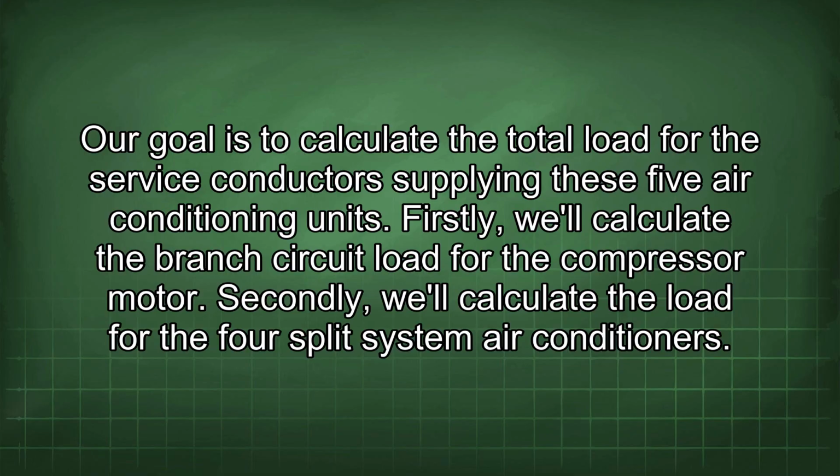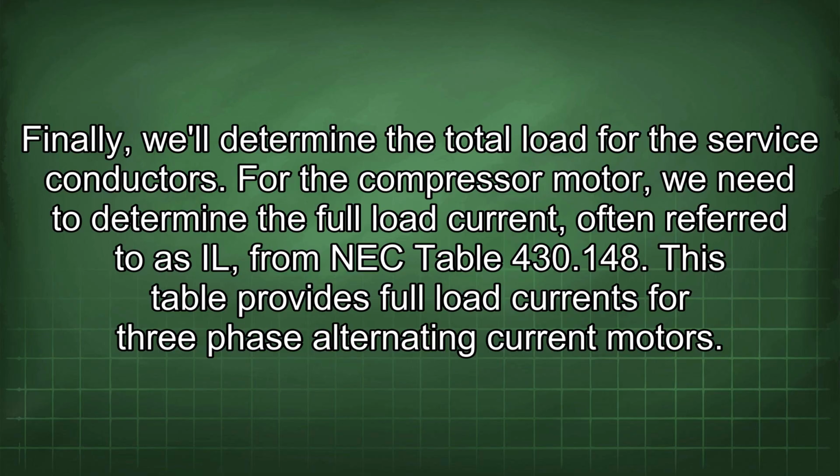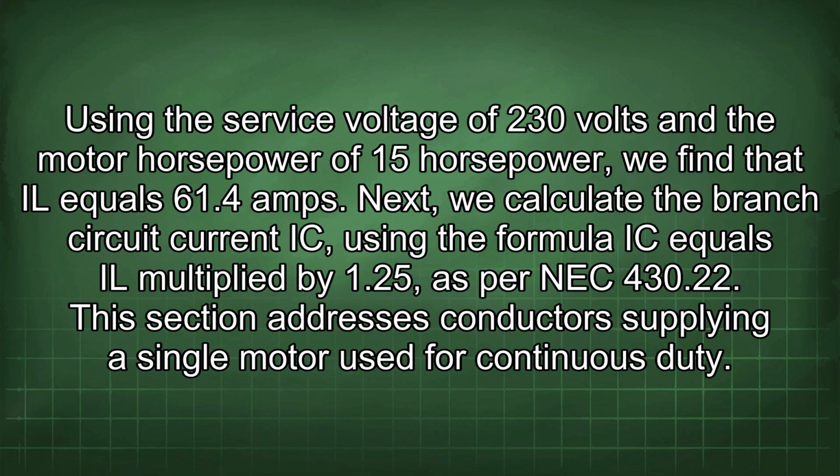Firstly, we'll calculate the branch circuit load for the compressor motor. Secondly, we'll calculate the load for the 4 split system air conditioners. Finally, we'll determine the total load for the service conductors. For the compressor motor, we need to determine the full load current, often referred to as IL, from NEC Table 430.148. This table provides full load currents for 3-phase alternating current motors. Using the service voltage of 230 volts and the motor horsepower of 15 horsepower, we find that IL equals 61.4 amps.